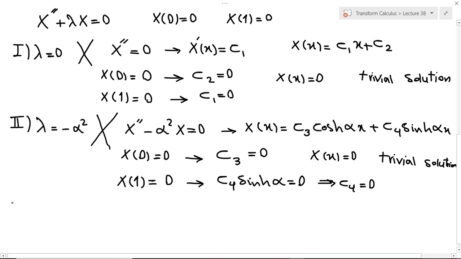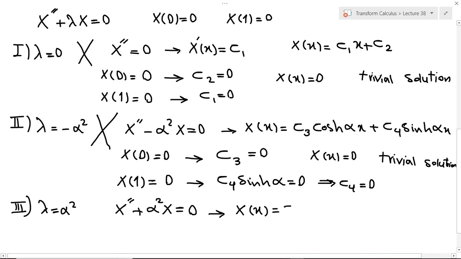Let's go through the third case. In the third case, lambda is a positive number. So as a result, the ordinary differential equation is X double prime plus alpha squared X equal to 0. If you solve it, you see that X of x is equal to C5 constant cosine alpha x plus C6 sine alpha x. We have to apply boundary conditions.